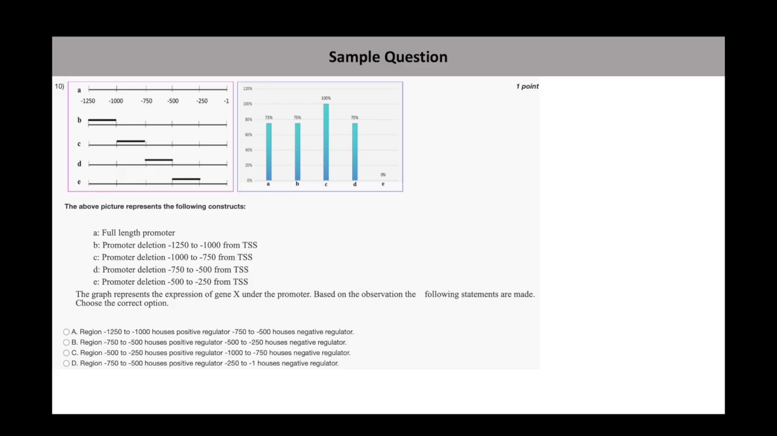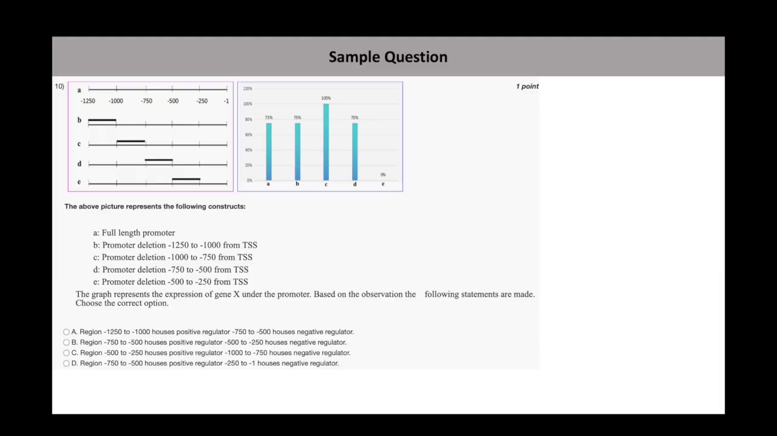Now, if we talk about A fragment, A is the full length promoter, and it is showing 75% of gene expression. B is where the first part of the fragment is getting removed, first 1250 to 1000. So 250 base pair is getting removed, but the gene expression is the same, 75%. That means the B fragment has no relevance in case of the downstream regulation or the downstream expression of that gene.